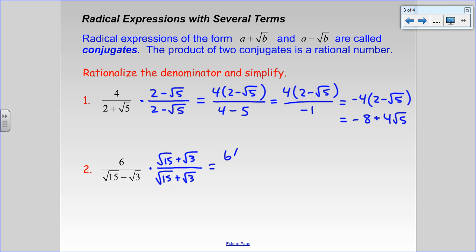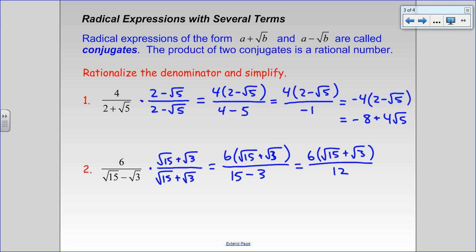In the numerator, we have 6 times the quantity, the square root of 15, plus the square root of 3. In the denominator, we have the square root of 15 squared, which is 15, minus the square root of 3 squared, which is 3. Which means our denominator is simply 12. Simplifying the 6 and the 12, we obtain our final simplified radical expression with the denominator rationalized, the square root of 15 plus the square root of 3 over 2.